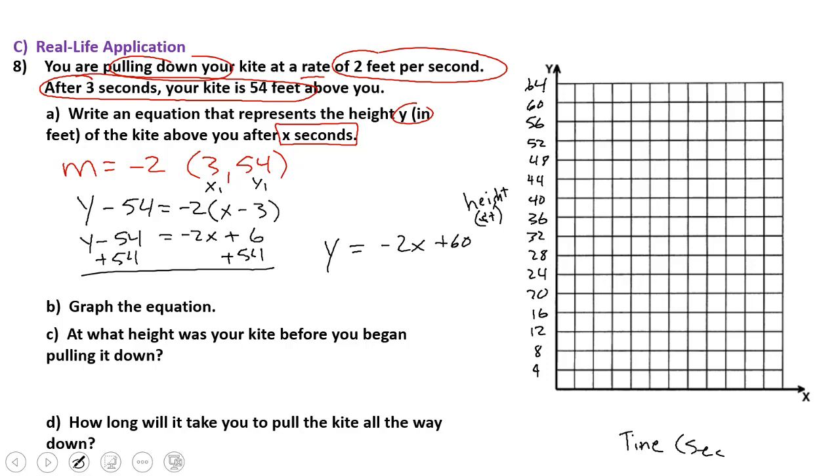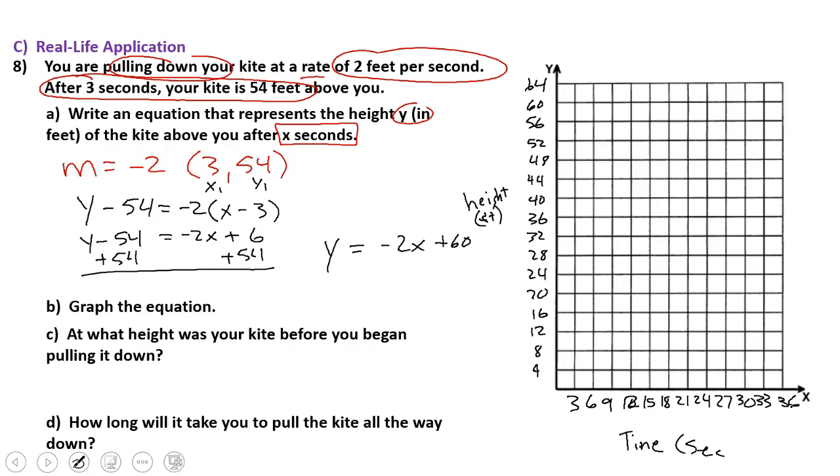And time, I'm going to think about this a different way. If I were to write this in standard form so I could get my intercept, I would understand that if I'm coming down at 2 feet per second and I've got to come down 60 feet, that's going to take me 30 seconds. So I'm going across here. I'm going to go by 3s. 3, 6, 9, 12, 15, 18, 21, 24, 27, 30, 33, 36 is on our graph.